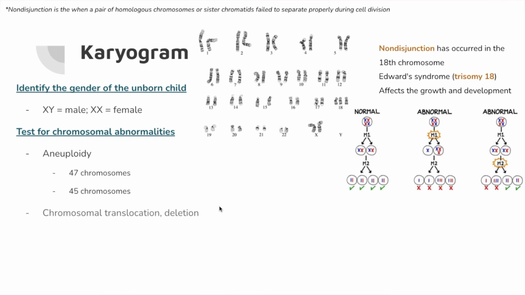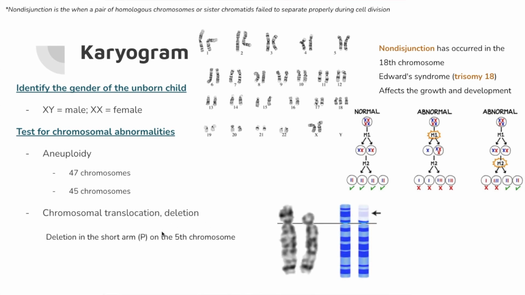A karyogram can also test for chromosomal translocation and deletions. Here in this example, we have a deletion in the short arm of the 5th chromosome. This picture shows that a part of the chromosome, which contains genetic information, has gone missing. This situation is known as Cri-du-Chat syndrome, meaning cat's cry. Patients diagnosed with this syndrome have a high-pitched cry that sounds like a cat, which is why it was named like that. Patients with Cri-du-Chat will have developmental delays, language and physical difficulties as a result of the missing part of the chromosome.